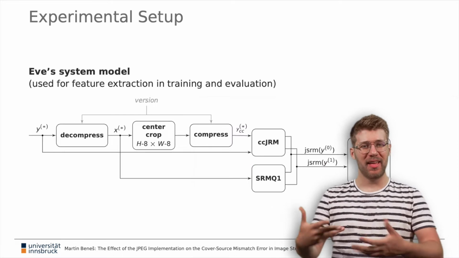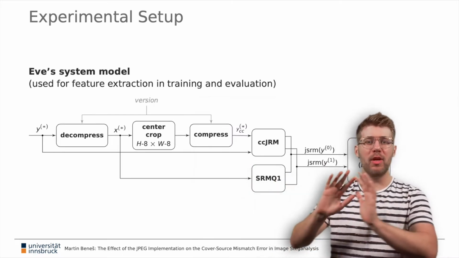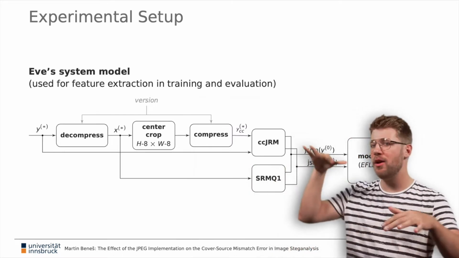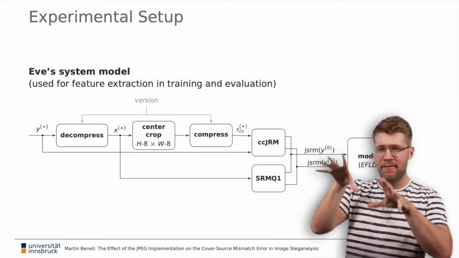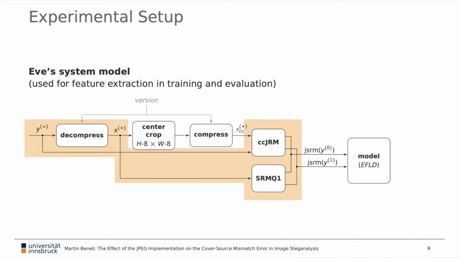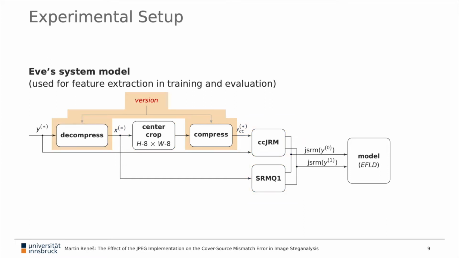Now turning to Eve. Her model is a bit more involved, but we don't need to look at the details of the wiring and just look at the level of blocks. The 35,000 JSRM features span two domains. This means Eve's feature extraction involves decompression. Moreover, JSRM uses calibration, a technique involving recompression. This means Eve also needs compression. Note that we set the version of libjpeg jointly for compression and decompression at each stage.